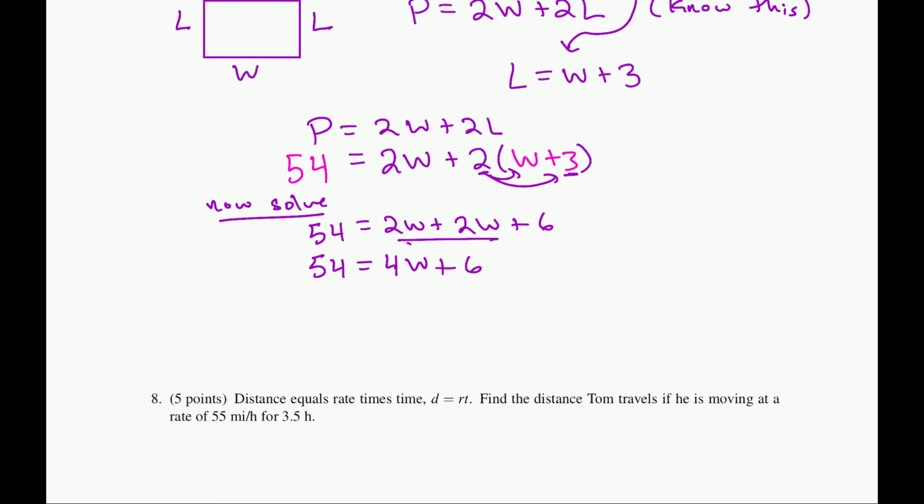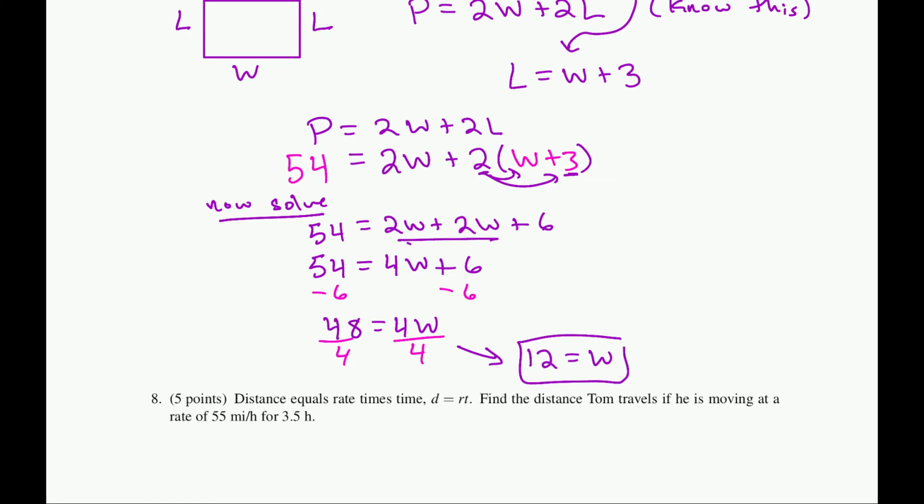We should subtract 6 from both sides. We end up with 48 equals 4W. And then we should divide by 4 to solve for W. 48 over 4 is 12, and that's W. So we have W equals 12.